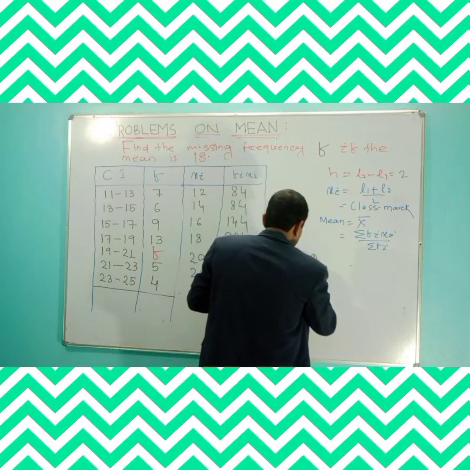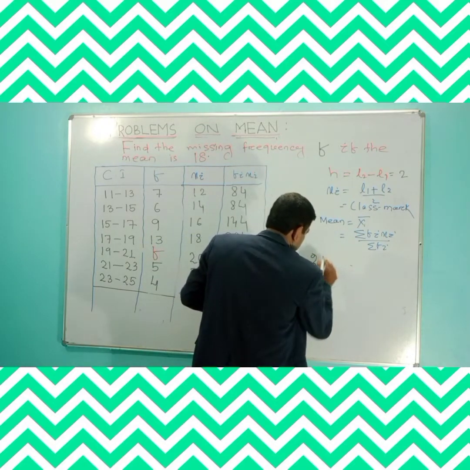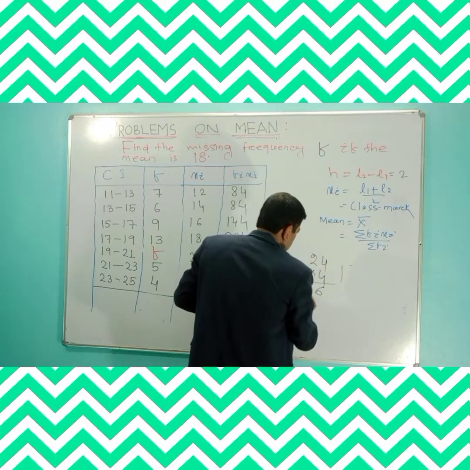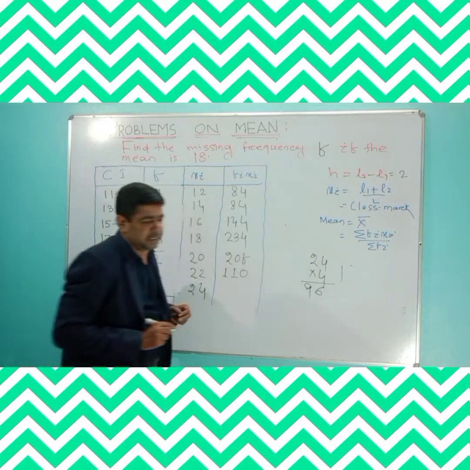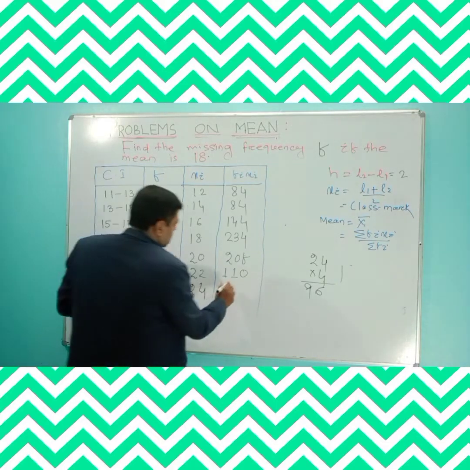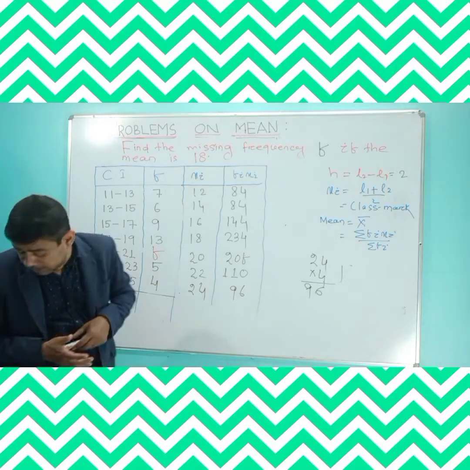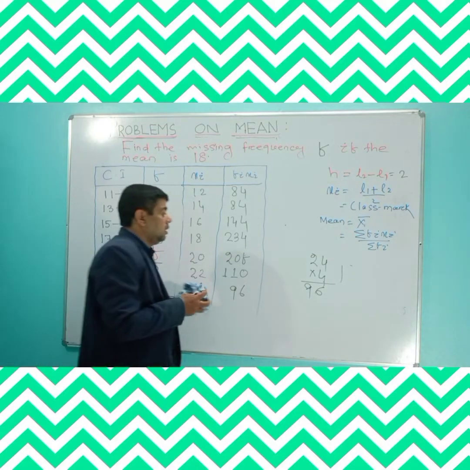So 24 multiplied by 4. You see now, 4 fours are 16, carry 1. 4 twos are 8, plus 1 is 9. This is 96. Is it clear? This is how you have to find the product of the frequency and their corresponding class mark.